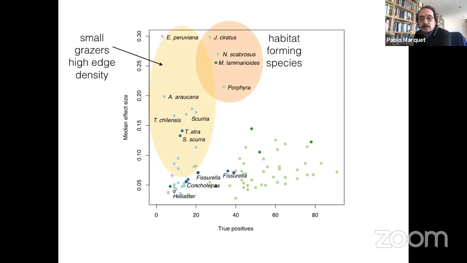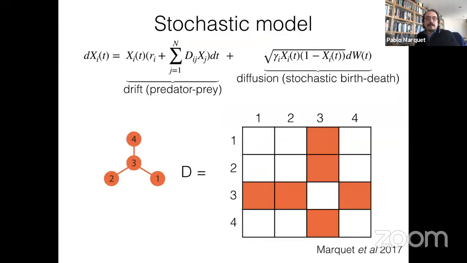So just in order to control a little bit more for this, we decided to go more into a theoretical analysis, and we created our own networks, just to make sure. We created the network using this simple stochastic equation for a predator-prey system, where X is the biomass of a particular species, R the growth rate, and D is the interaction matrix, which is shown here.